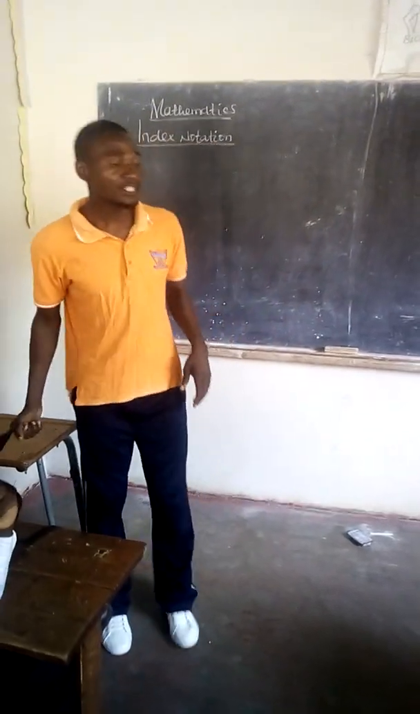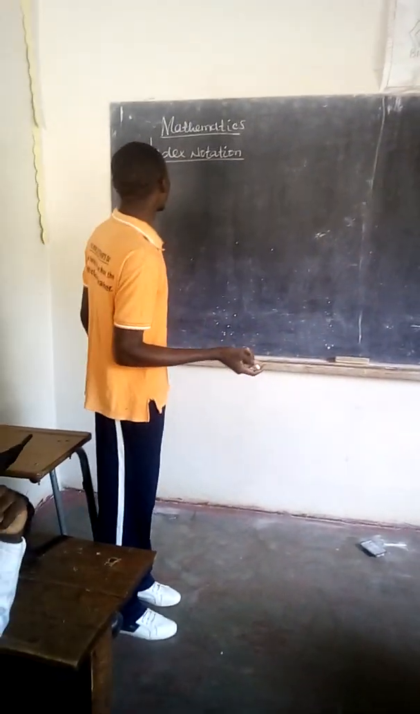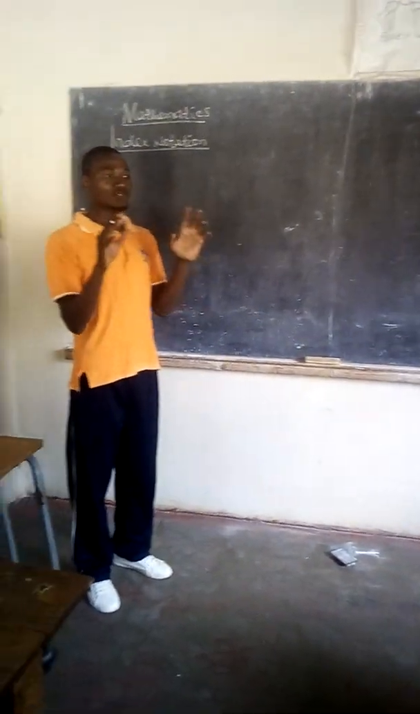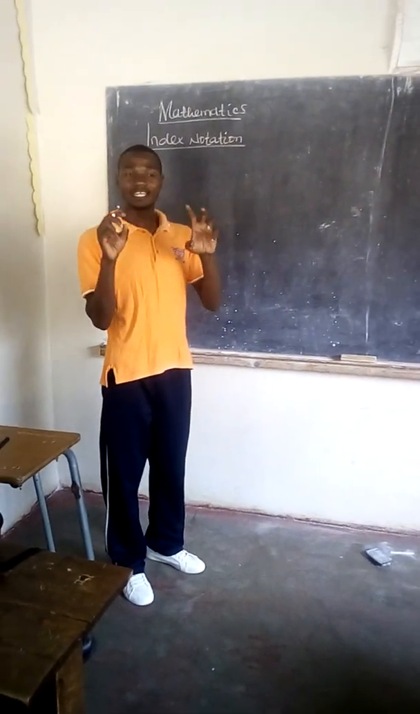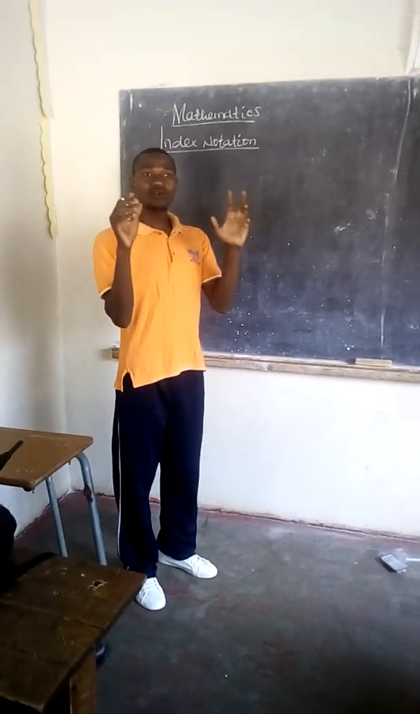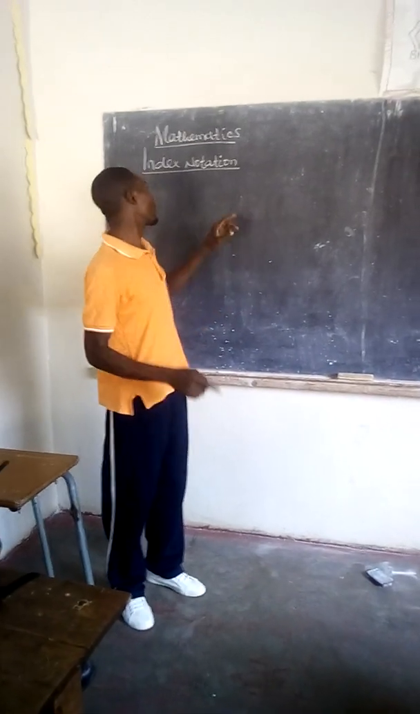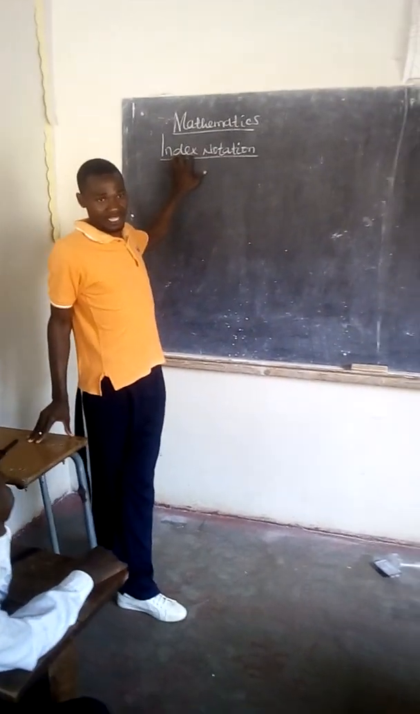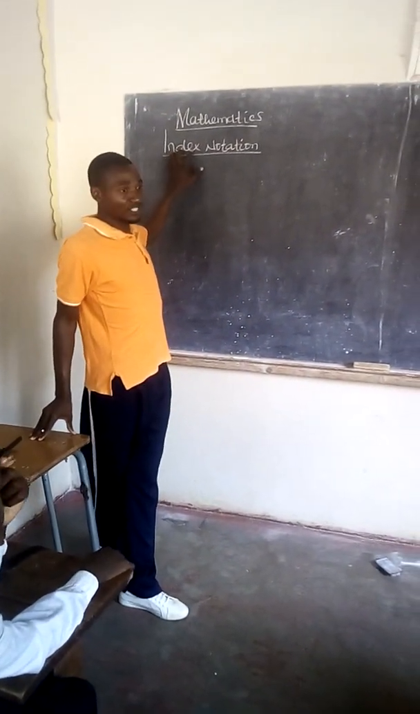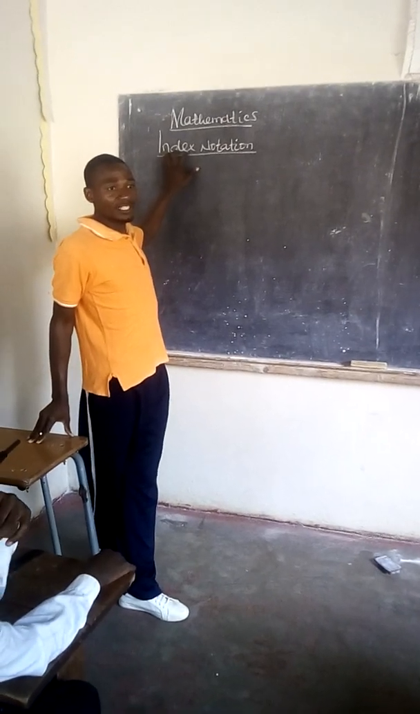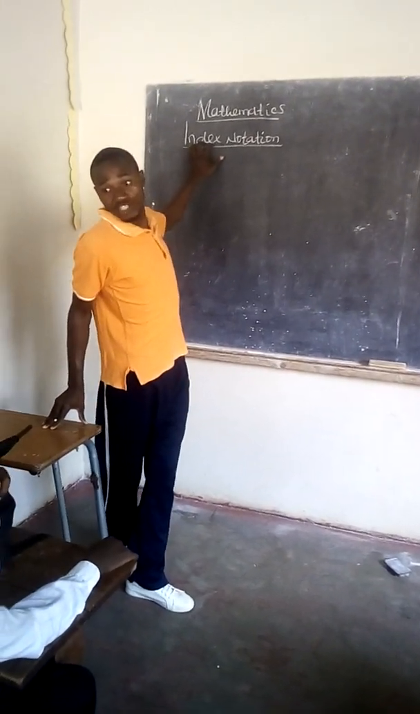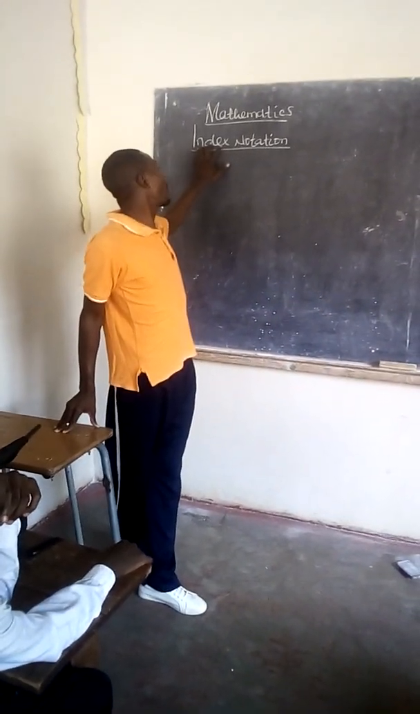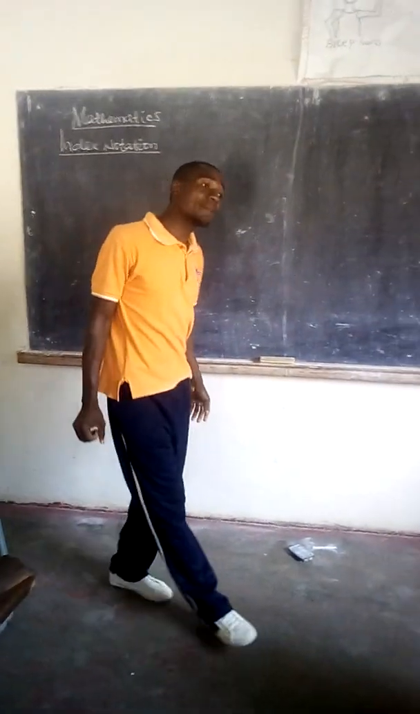Today's lesson in mathematics will be looking at index notation, where we consider the base and the index as well. So we want to know the meaning of the word index and the word base. The word index can be exponential or exponent. You can also call this word index a power.